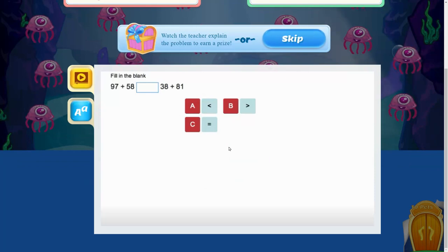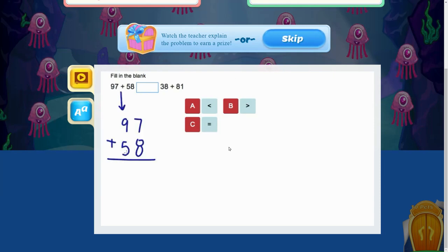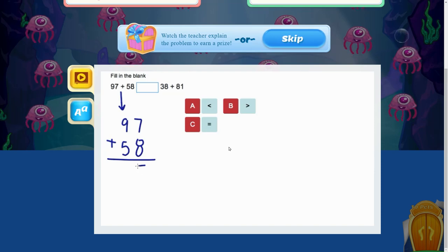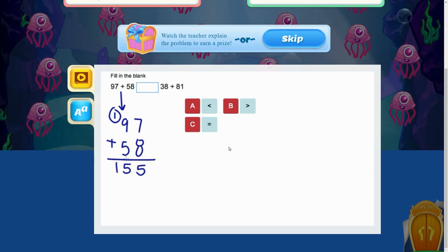We have 97 plus 58, blank 38 plus 81. So let's go ahead and solve 97 plus 58. We start with our ones place, so 7 plus 8 equals 15, so we need to carry over 1 to our tens place. 1 plus 9 plus 5 equals 15, so we're going to carry over our 1 here to our hundreds place. So we have 155.